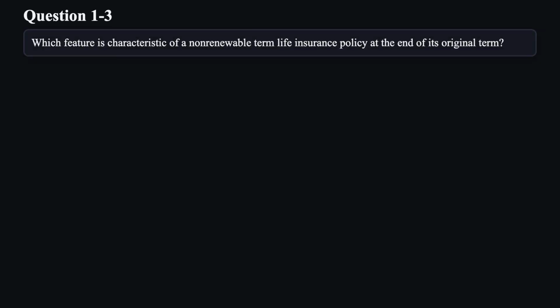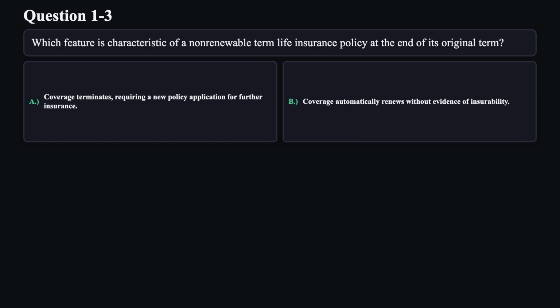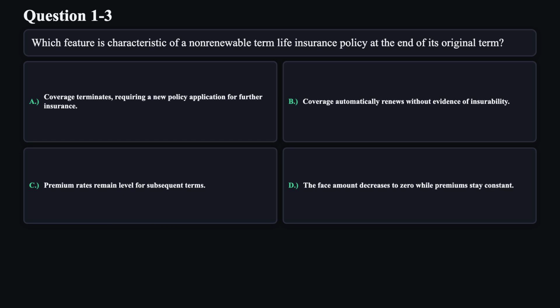Question 3. Which feature is characteristic of a non-renewable term life insurance policy at the end of its original term? A. Coverage terminates, requiring a new policy application for further insurance. B. Coverage automatically renews without evidence of insurability. C. Premium rates remain level for subsequent terms. D. The face amount decreases to 0 while premiums stay constant.